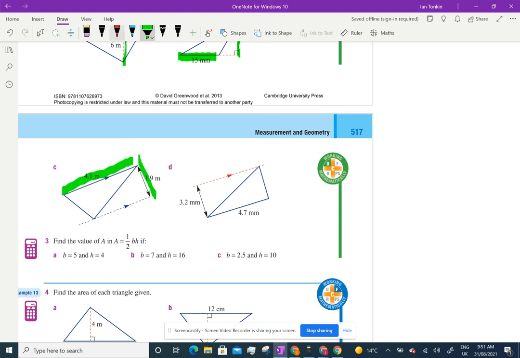Now, they've made a bit of a mistake. They really should have a little sign in there, the same as they should have a little sign in there. Always look for that little right angle. So there's your base, there's your height.